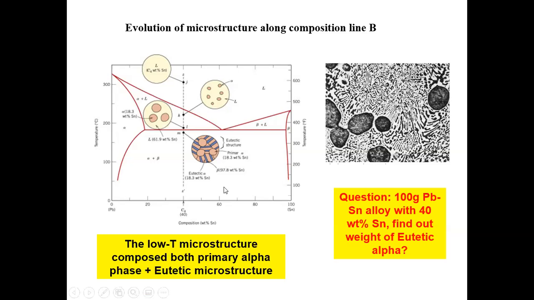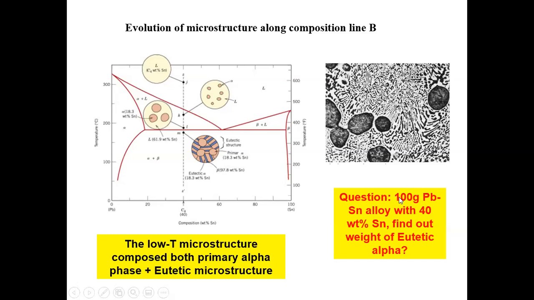Now this is a question for you to think about. I think you should have seen how to do this in a more elementary class. Given the time constraint, I may not have time to go through it, but I still want to throw this question to you as an optional homework problem. Let's say we have 100 grams of a small amount of this lead-tin alloy, potentially used as solder, with 40% tin. This corresponds to exactly this line, right? This is 40%. Find the weight of eutectic alpha, the mass or amount of eutectic alpha out of this 100 grams of alloy.